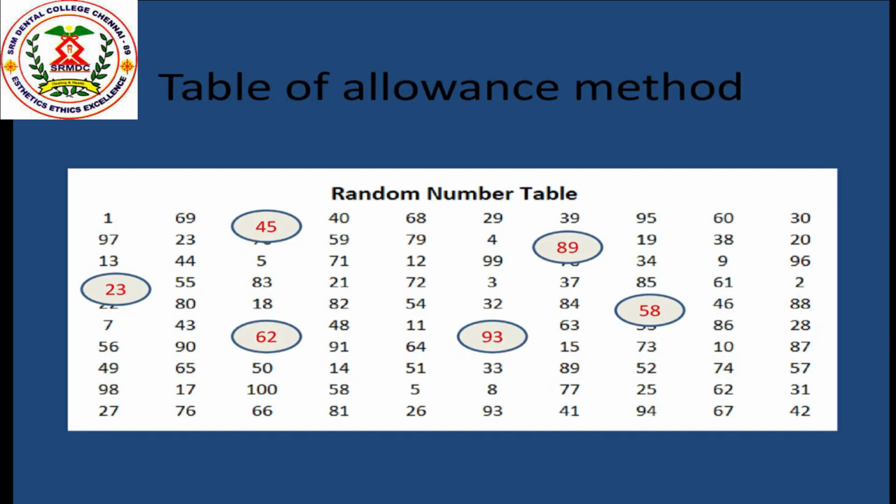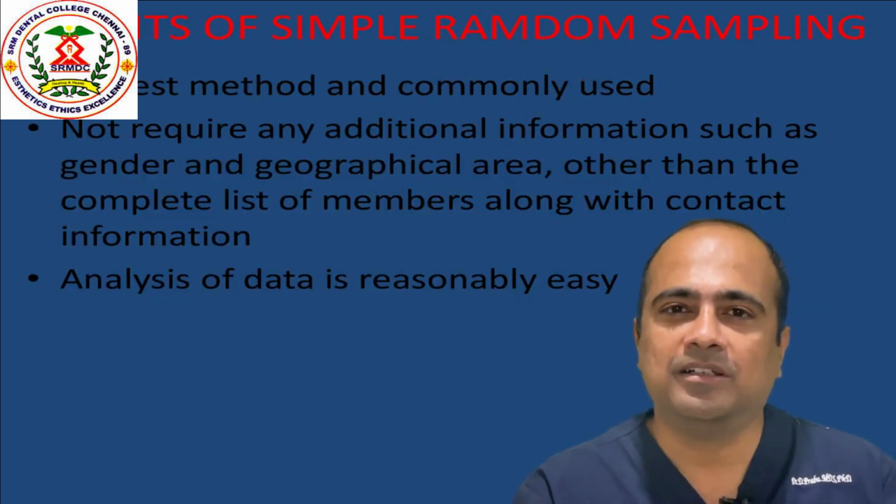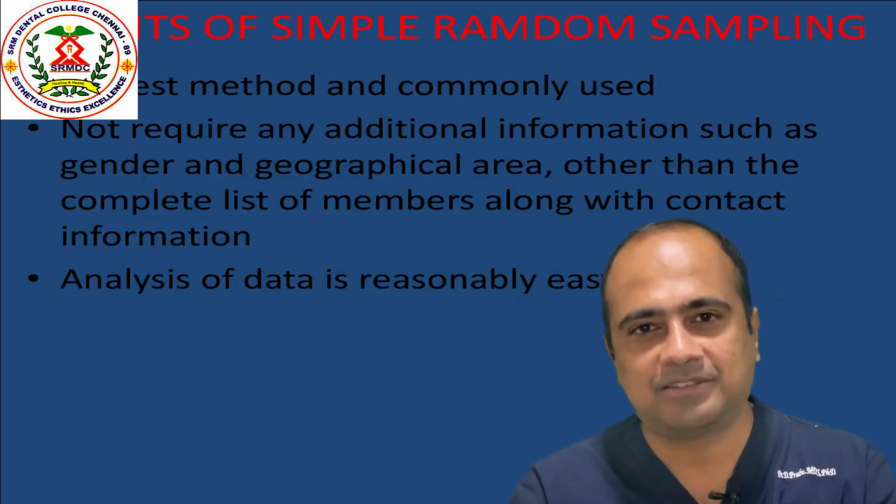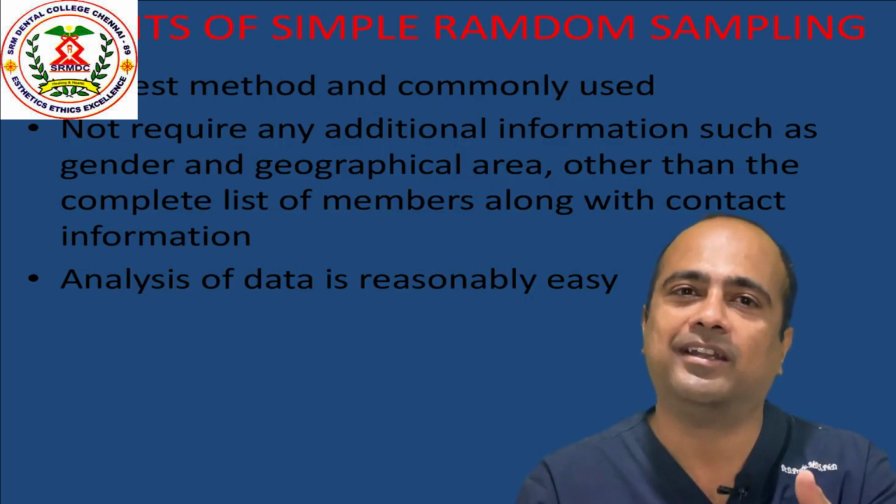So in simple random sampling there are two types of methods. Lottery method: you pick up a lot and select the sample. Table of random numbers method: you create a table, assign random numbers, and from the random numbers you randomly select your samples, which is your final sample. Now, we are going to discuss the merits and demerits of the simple random technique.